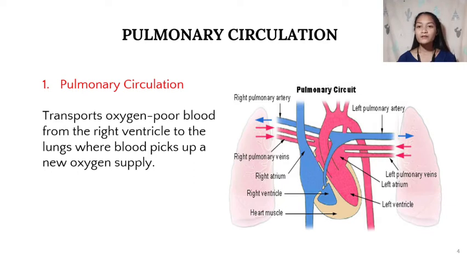The pulmonary circulation transports oxygen-poor blood from the right ventricle to the lungs, where blood picks up a new oxygen supply. Basically, it moves blood between the heart and the lungs. It transports the blood to the lungs to absorb oxygen and release carbon dioxide. The oxygenated blood then flows back to the heart.